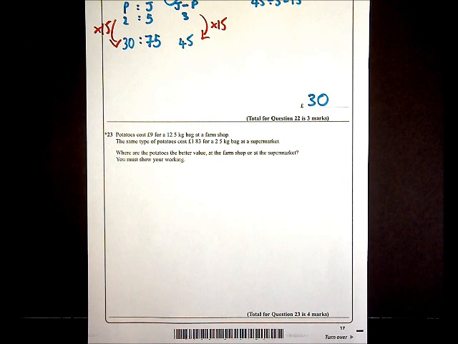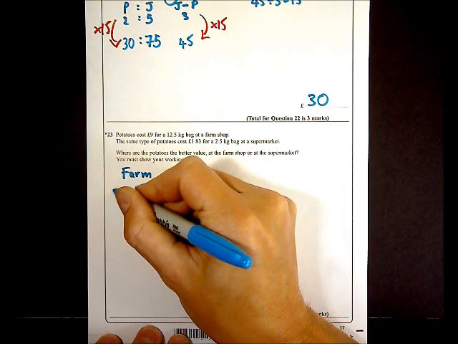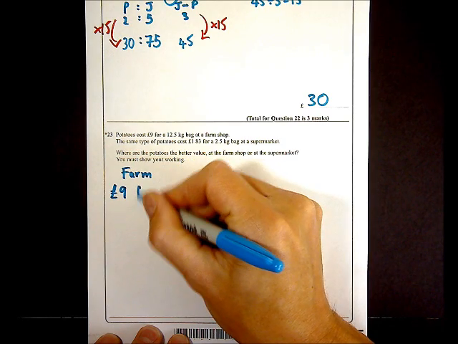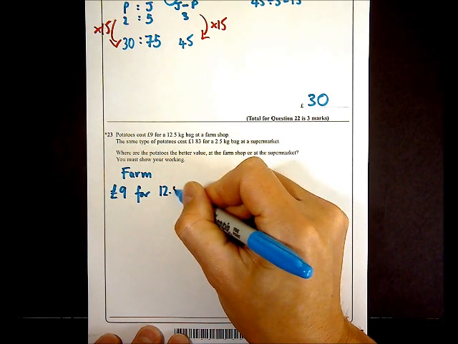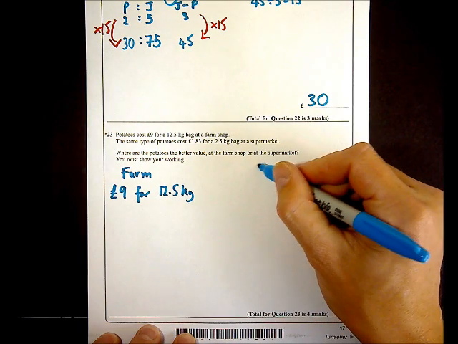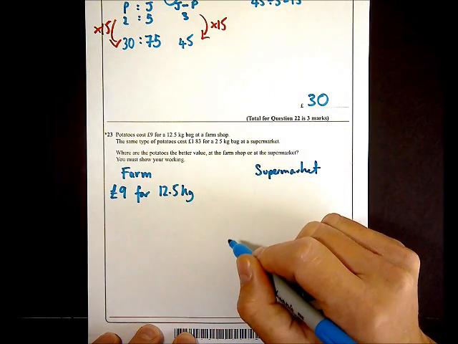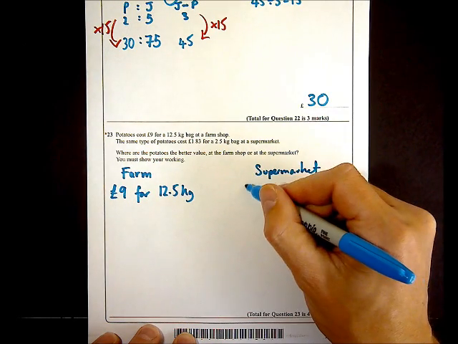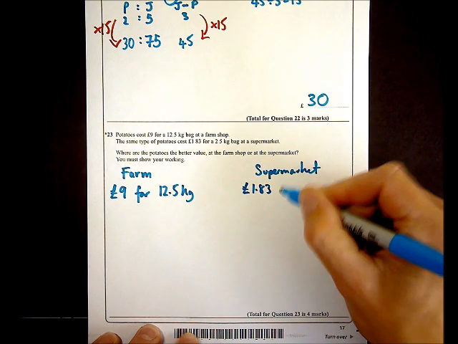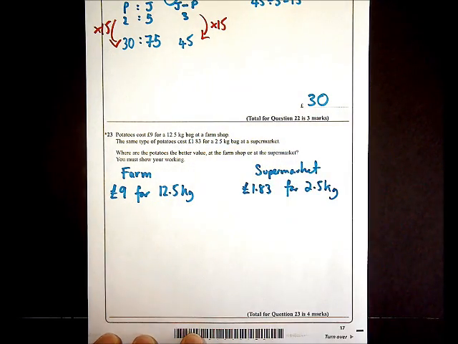On question 23, I'm told that potatoes cost £9 for a 12.5 kilogram bag at a farm shop. So at a farm shop, it's £9, and that's for 12.5 kilograms. And then I'm also told that at a supermarket, the same type of potatoes cost £1.83 for a bag of 2.5 kilograms. And I'm asked to work out which is the better value.